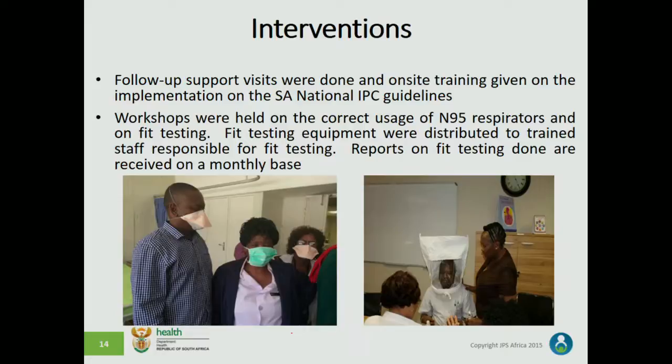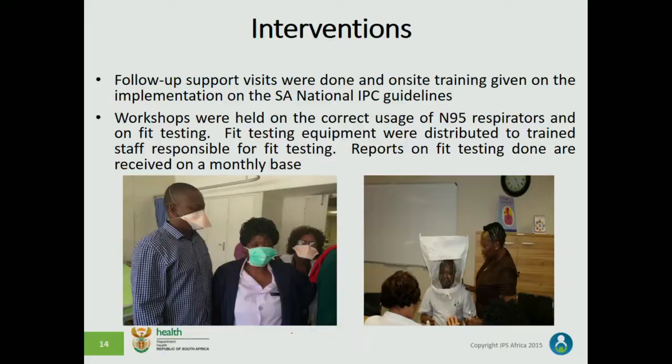So I'm not going to talk about recommendations, I'm just going to say a little bit on the interventions that we've done. I think this is a totally new approach. So follow-up visits were done, and on-site training was given on the implementation of the national IPC guidelines. So actually what we did is we took the guidelines there and we gave in-service training instead of classroom trainings.